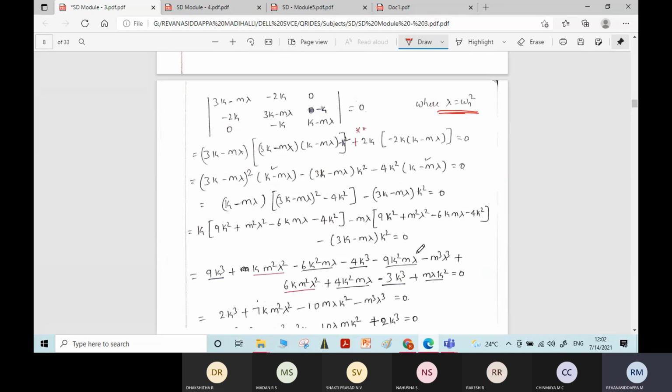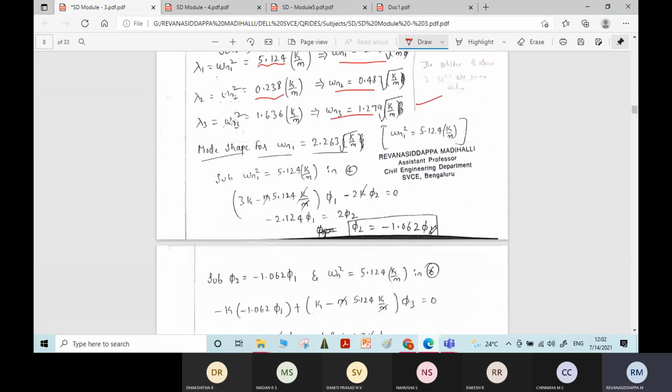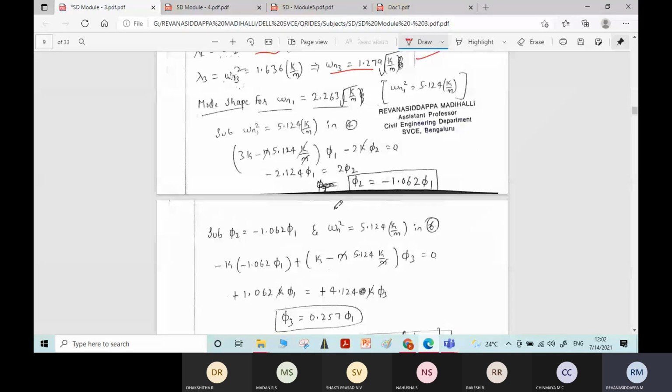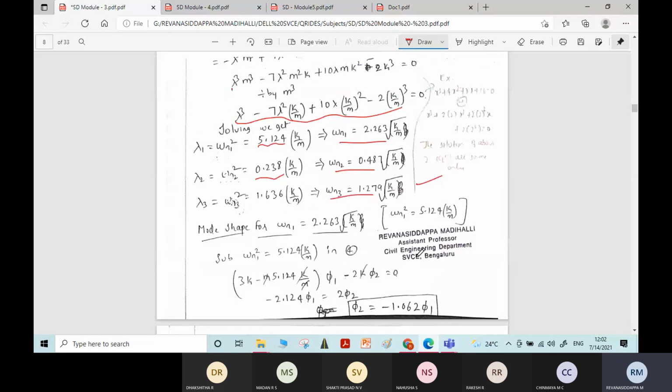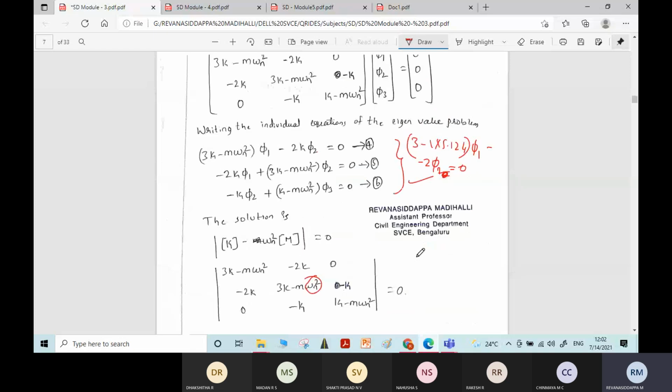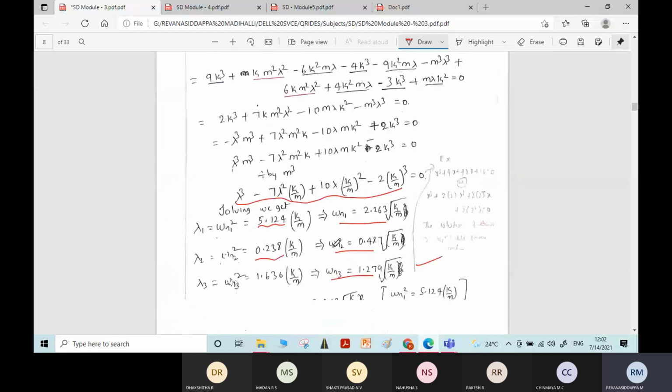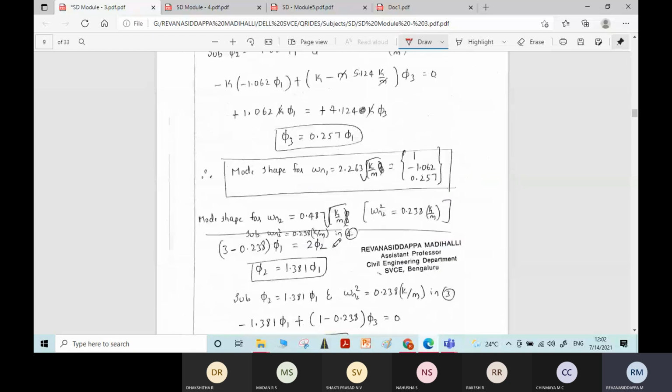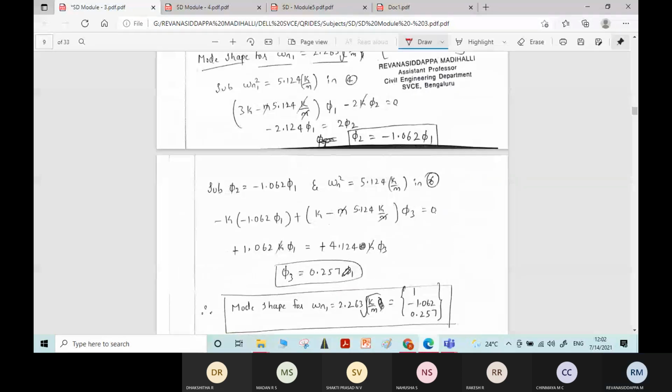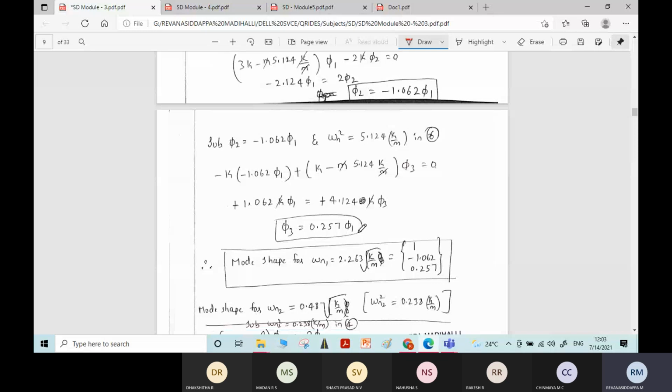Okay, that is 1.062 pi 1. Similarly, after getting pi 2 is equal to minus 1.062 pi 1, you have to substitute pi 2 equal to minus 1.062 pi 1 and omega n square is equal to 5.124 k by m in another equation. In another equation, means equation 6, so it is substituted. And again, the equation for pi 3 in terms of pi 1 is formulated. Okay. So now you got the equation for pi 2 in terms of pi 1, you got the equation for pi 3 in terms of pi 1.